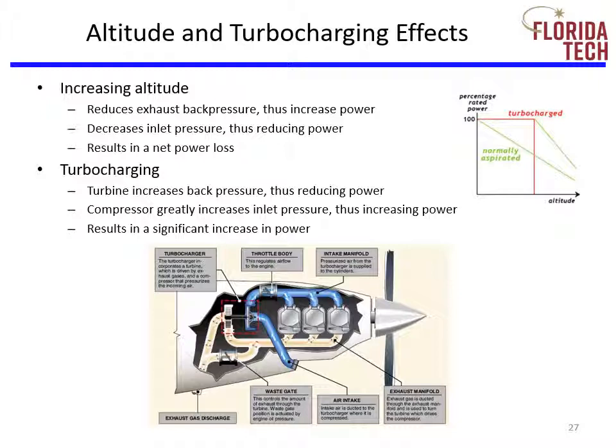Turbocharging increases back pressure, thus it reduces power. However, the compressor greatly increases inlet pressure, which increases power. The combined effect results in a significant increase in power. The altitude at which the wastegate fully closes in a turbocharger and the engine still produces full power is called the critical altitude. When the aircraft climbs above the critical altitude, engine power output decreases as altitude increases, just as it would in a naturally aspirated engine.